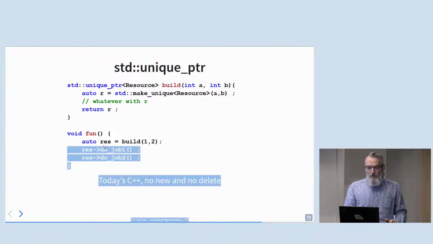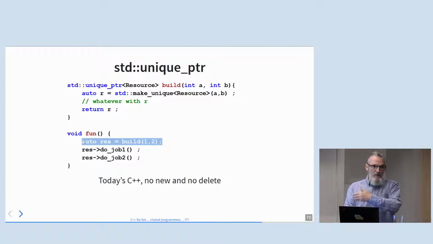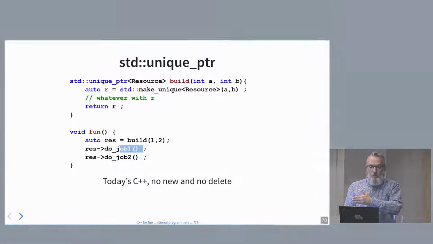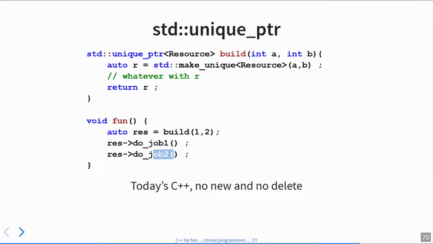Here, where I use this, I actually acquire this resource, and I call doJob2. And when we go out here, this object is destroyed, and in its destructor, the resources will be freed. But not just this. If this function would throw an exception, we would also go out of scope, and the resources are freed. So you don't have to worry about memory leaks. Actually, if you write today's clean C++, this is not a huge issue.